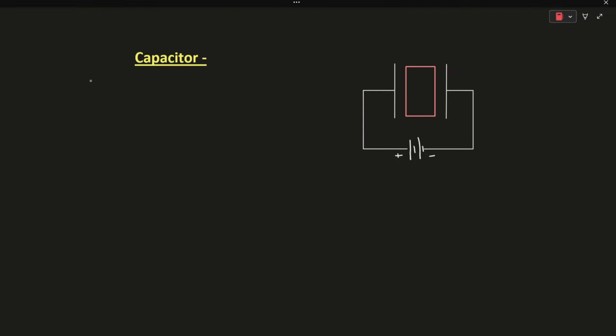In this tutorial, we are going to learn about capacitor. So what is a capacitor? A capacitor is basically a two-terminal passive device that is used to store energy in the form of an electric field. It consists of two conducting plates which are separated by a dielectric, or you can say an insulating medium.